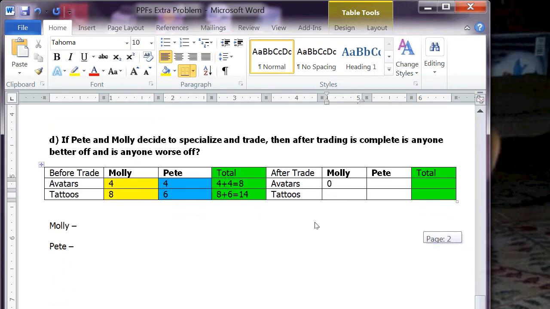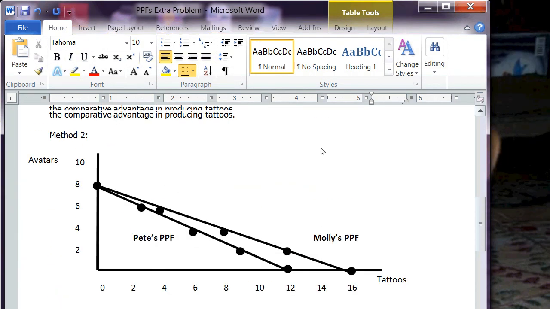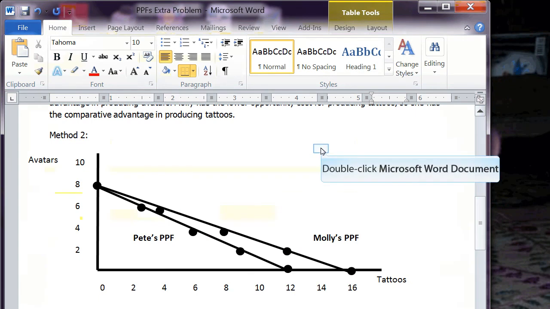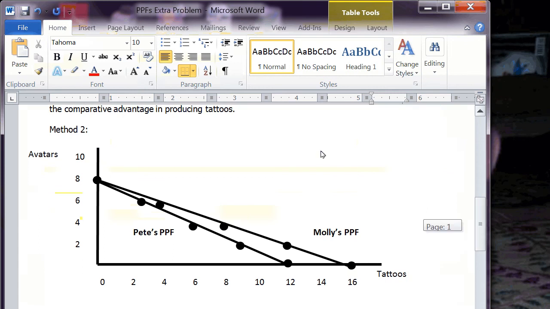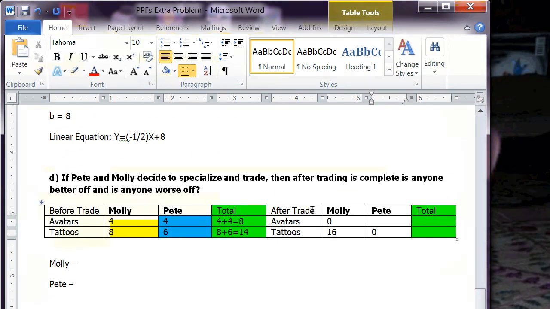So we're going to plug in 16. Now Pete has the comparative advantage in making avatars, so he's going to make 0 tattoos when he specializes, but now he's able to make 8 avatars. So he's on the vertical axis. He's that far point on the vertical axis. So he's making 8 avatars.